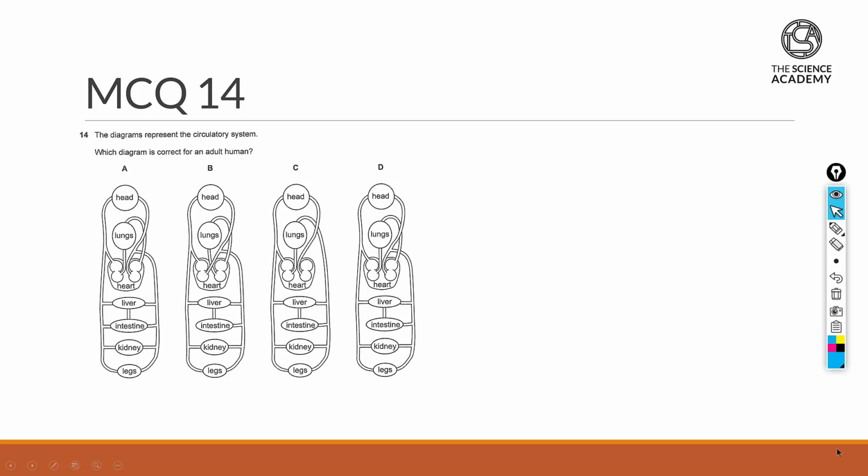Taking a look at MCQ 14, we're coming back to the circulatory system. We're tasked to find out the correct diagram. To start it off, I will always go with intestine and liver. Now, intestine must only have its flow going back to the liver via the hepatic portal vein, and it's not allowed to have its blood recirculating back directly into the bloodstream. This is a no-go. So I'll say that due to this, A is considered to be wrong.